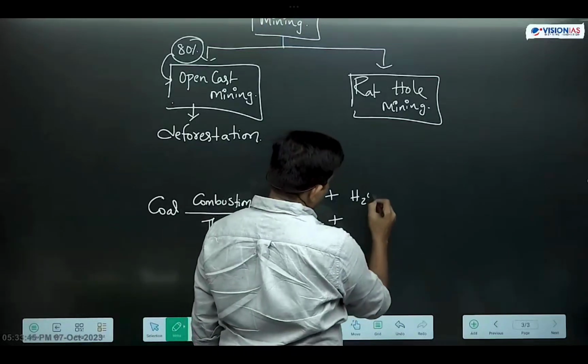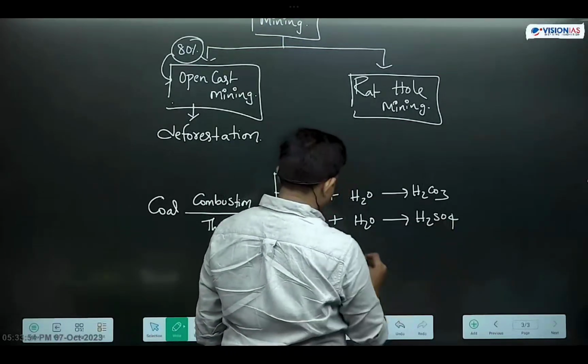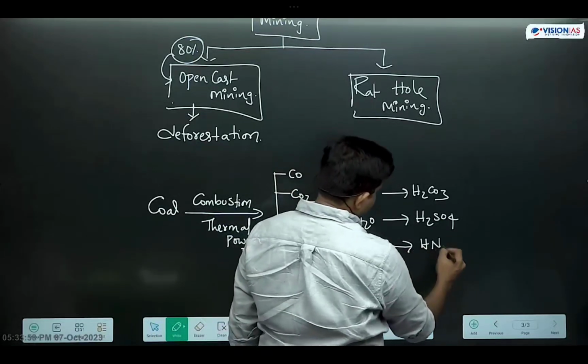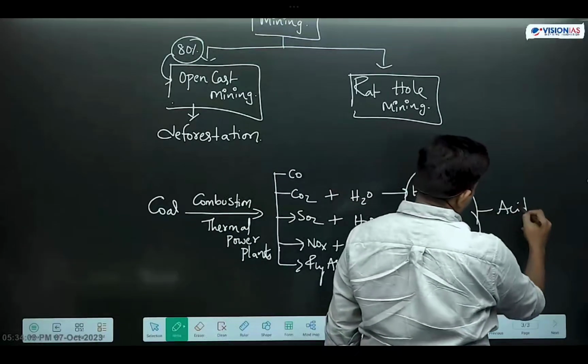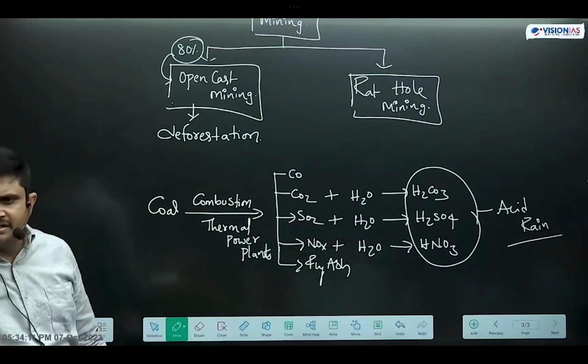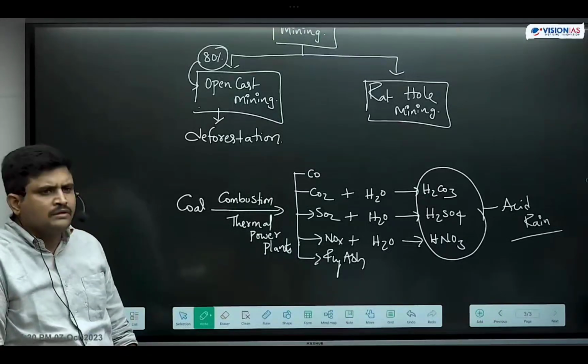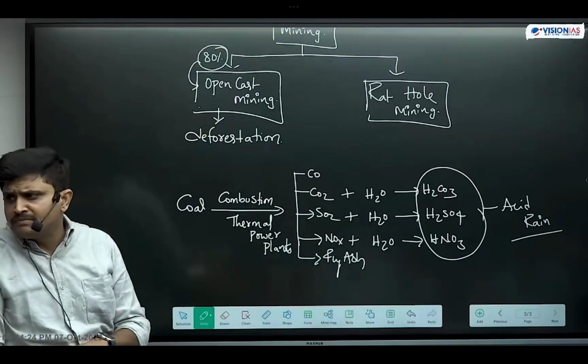No. They react with humidity in the atmosphere and form carbonic acid. Sulfur dioxide reacts with humidity and forms sulfuric acid. Nitrogen oxide reacts with humidity and forms nitric acid, which are the major constituents of acid rains. Rather than normal rains, we get acid rains. So the intensity of acid rains is increasing year by year. This is because of coal combustion only. Okay, students, that is the other impact of combustion of coal in thermal power plants.